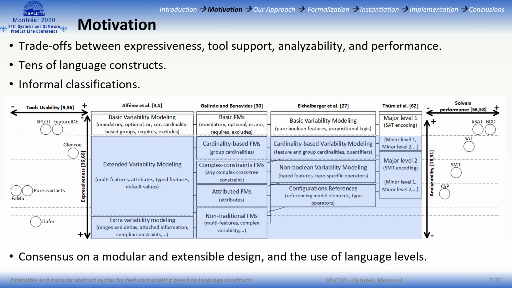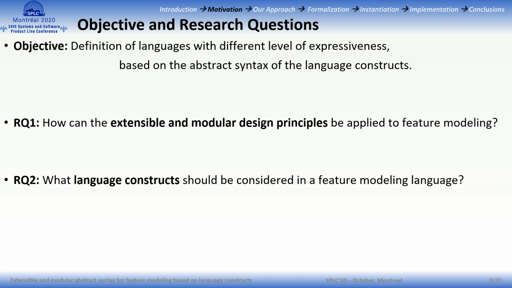Anyway, they agree on the use of modular and extensible language design and the use of language levels to support a feature modeling language. The main objective of this work is the definition of a feature modeling language with different levels of expressiveness, following an extensible and modular design, and based on the language constructs of existing languages.